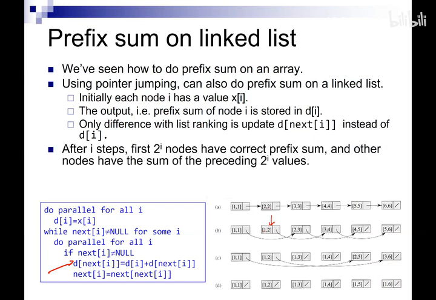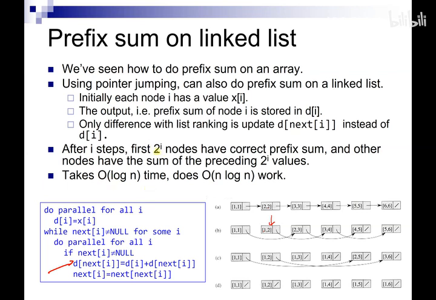Okay, so that is the algorithm over here, and the invariant is what we have over here: after i steps, the first 2 to the i nodes have the correct prefix sum values, and the other nodes have the sum of the preceding 2 to the i values. So this means that once this value over here gets to be at least n, then the algorithm has computed the correct output. And so therefore this only takes log n time.